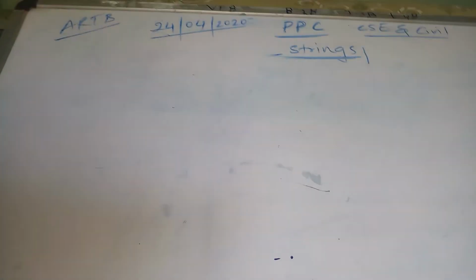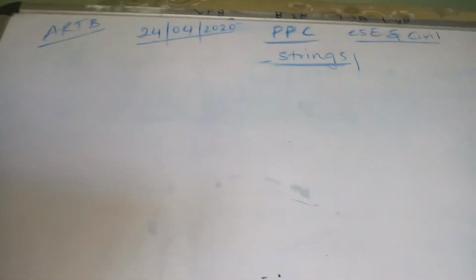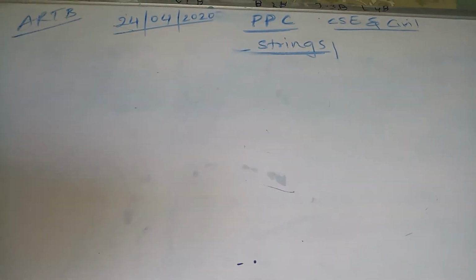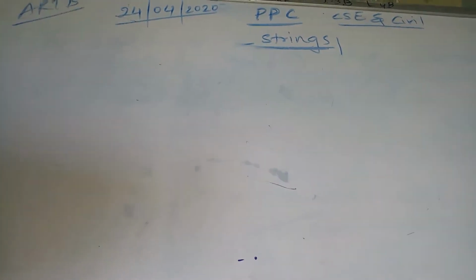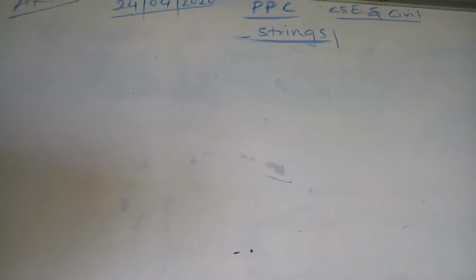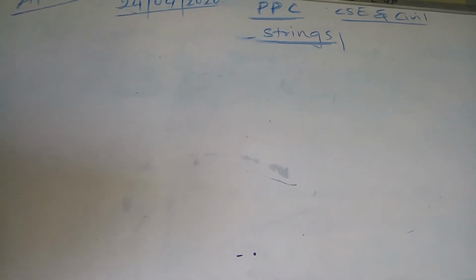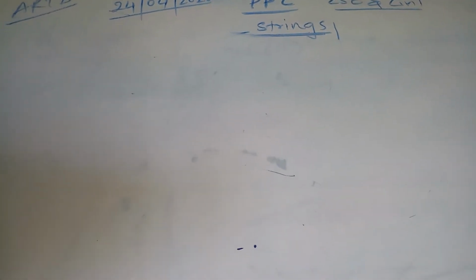What is a string? A string is a collection of characters, or a string is nothing but a character array. Which character array? A one-dimensional character array or a group of characters. A collection of characters is also called a string. These are all different definitions for strings.